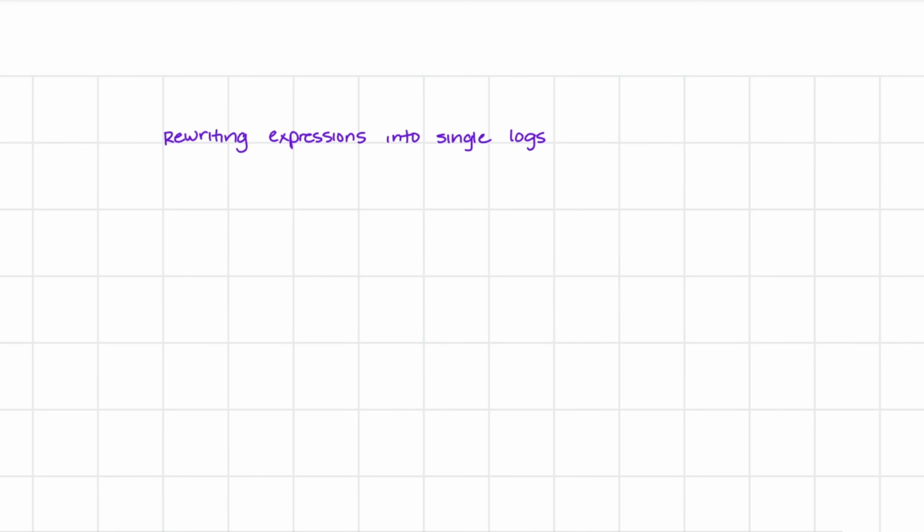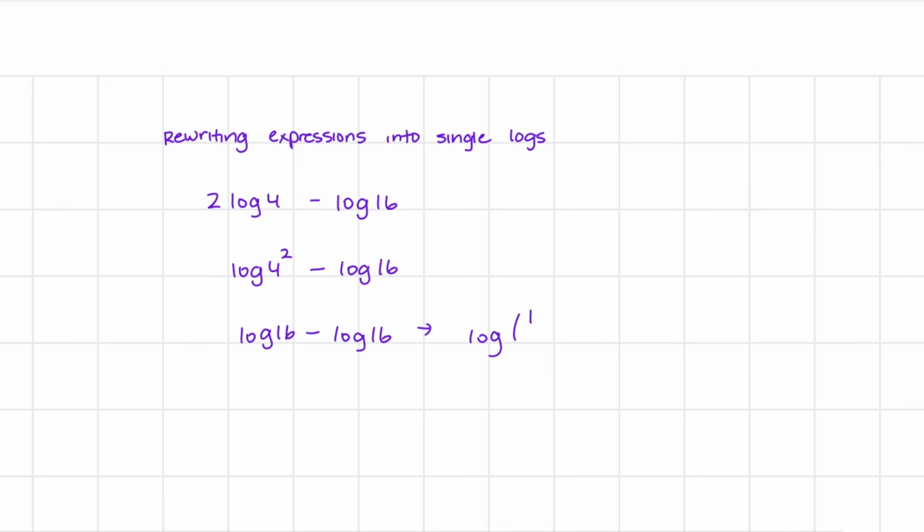But what if you had 2 log 4 minus log 16? So it's log 4 squared minus log 16, which is log of 16 divided by 16, which is equal to log 1, which is always equal to 0.